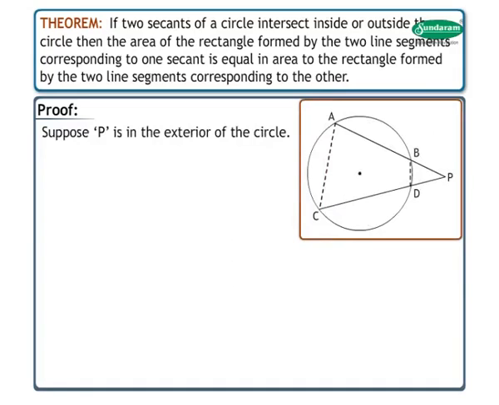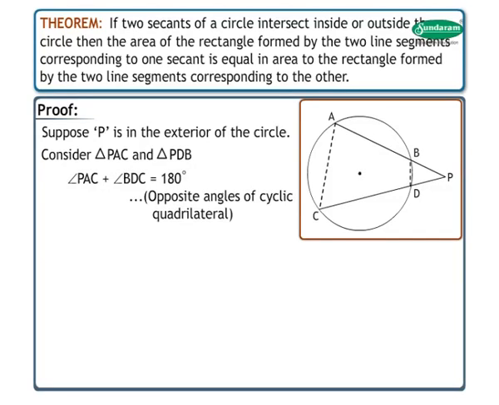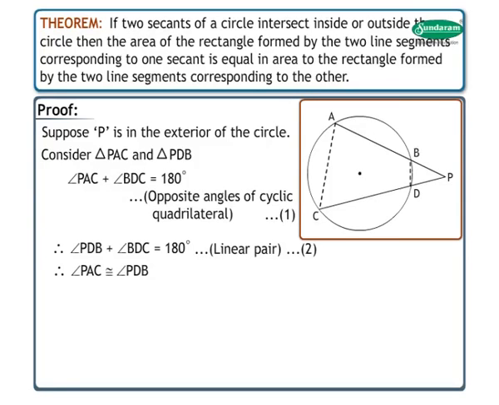Suppose point P is in the exterior of the circle as shown in the figure. Now consider triangle PAC and triangle PDB. Angle PAC plus angle BDC is equal to 180 degrees since they are opposite angles of a cyclic quadrilateral. Mark this as 1. Angle PDB plus angle BDC is equal to 180 degrees since they form a linear pair. Mark this as 2. Therefore, angle PAC is congruent to angle PDB from 1 and 2.